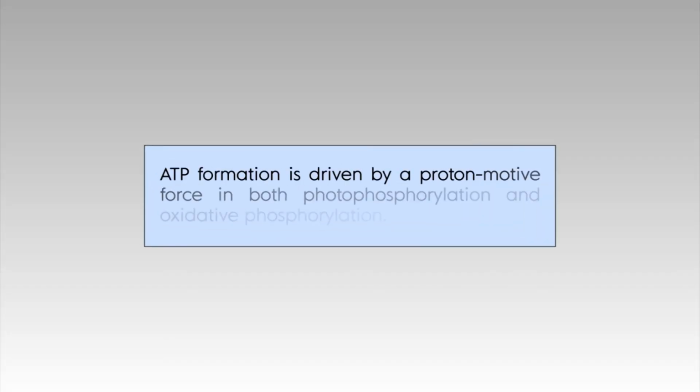Now, let's compare photophosphorylation and oxidative phosphorylation in mitochondria. Several properties of photosynthetic electron transfer and photophosphorylation in chloroplasts indicate that a proton gradient plays the same role as in mitochondrial oxidative phosphorylation. The principles of ATP synthesis in chloroplasts are nearly identical with those in mitochondria. ATP formation is driven by a proton motive force in both photophosphorylation and oxidative phosphorylation.